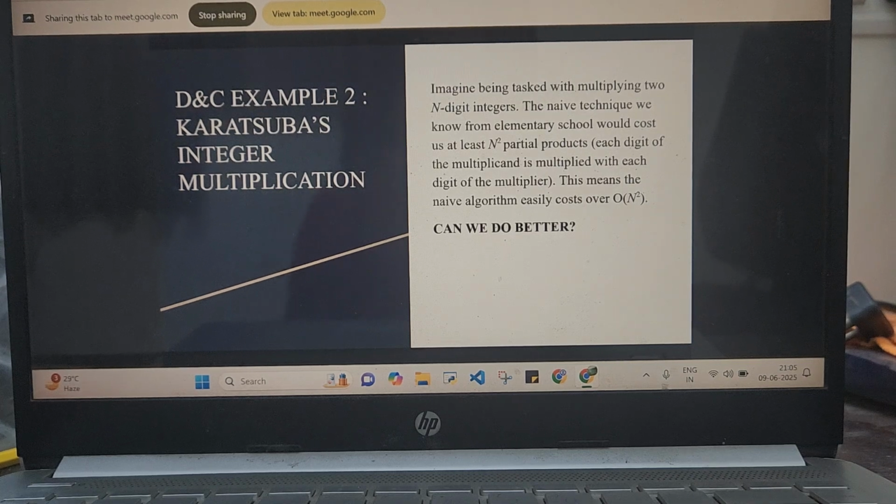So the second example for divide and conquer which we will be looking at today is this algorithm called Karatsuba's algorithm for fast multiplication of integers. So again, I'll start by giving you some context.